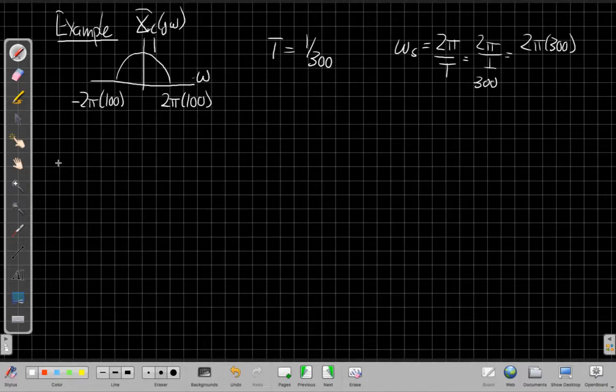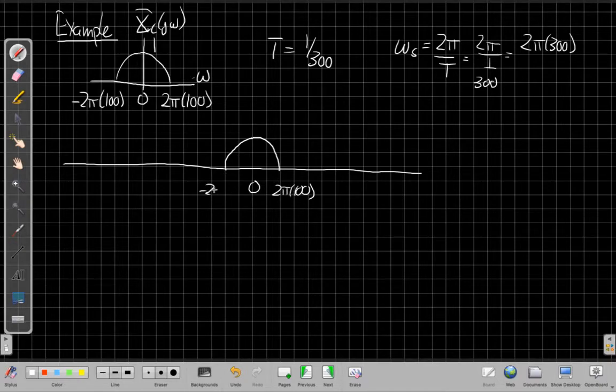The first step is making copies of this every 2 pi over T. So I'm going to bring this over and spread it out some. Let me put the 0 here. This copy is centered at 0. And then the next copy would be, if this is 100, 200, 300, the one centered at 300. I'm making the copies in color just so we can see. This frequency here is 2 pi times 300, which is omega s. And then on the other side, I'll have one centered here, with the same width.